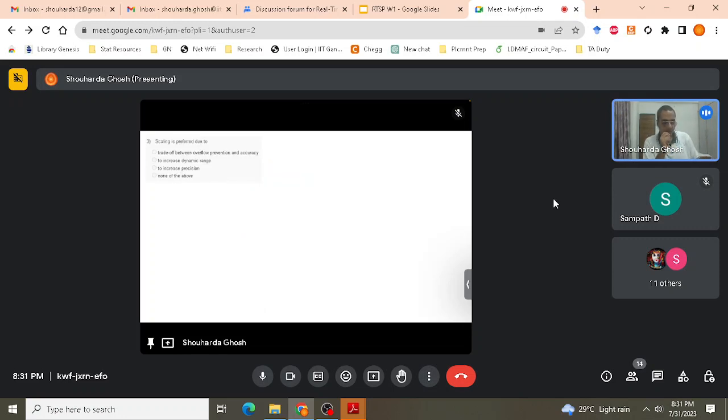Okay, so now the next question is, why is scaling preferred? Scaling is preferred due to option A, the trade-off between overflow prevention and accuracy. Second one is to increase the dynamic range, third one is to increase precision, and fourth one is none of the above. So somebody else, can you please tell me why is scaling preferred? I think option B, to increase dynamic range. Okay, so that's what you are trying to say. Yes. Okay, so why not option C or option A?